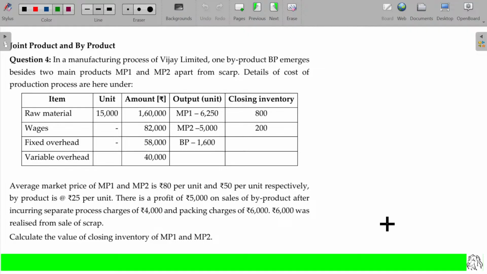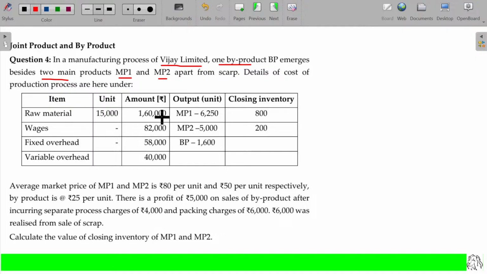Joint product and byproduct. In case of joint product and byproduct, how will you handle? You might have studied in your process costing. The same logic will be available. In process costing, joint product and byproduct, the byproduct value will be adjusted to the other products. The same happens here. In a manufacturing process of VJ Limited, one byproduct BP emerges besides two main products MP1, MP2 apart from scrap. So we get scrap and byproduct and MP1 and MP2. Two main products emerge.